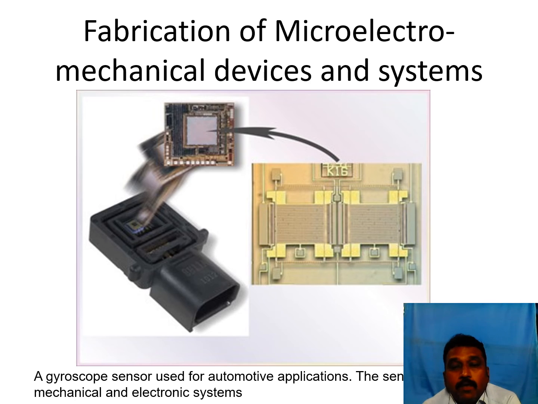So this is nothing but a gyroscope sensor used for automotive applications. In that gyroscope sensor, you have this sensor here. Actually, this sensor is nothing but here. This is shown here. You can see all the areas where the current is carried out, the devices are kept.